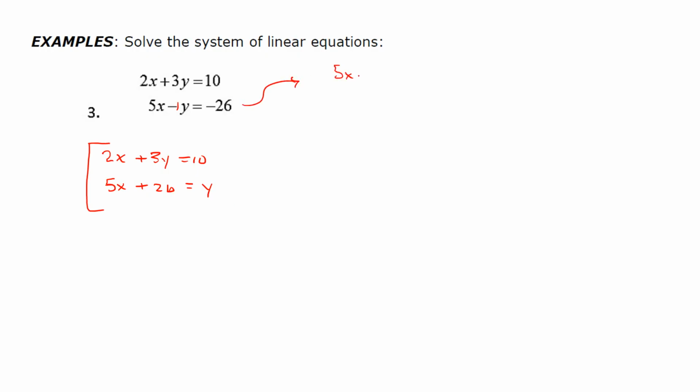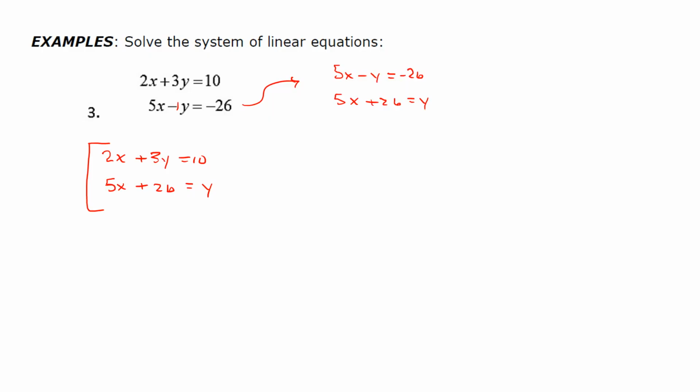So I'll show you the middle part here. To get y by itself, I'm just going to switch the y and 26. So I'll add it to both sides. Okay, so that was the middle step.